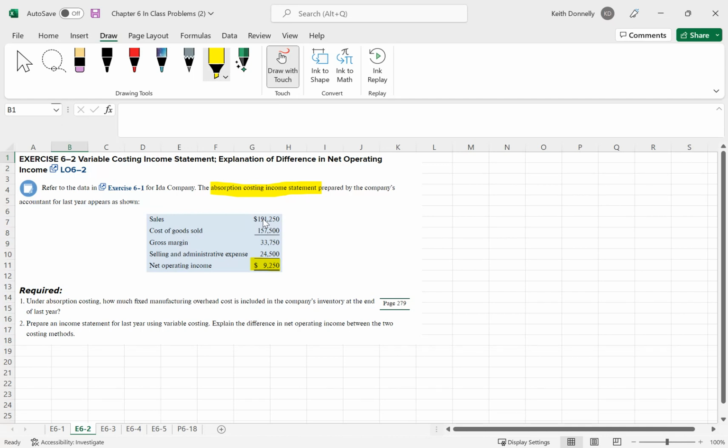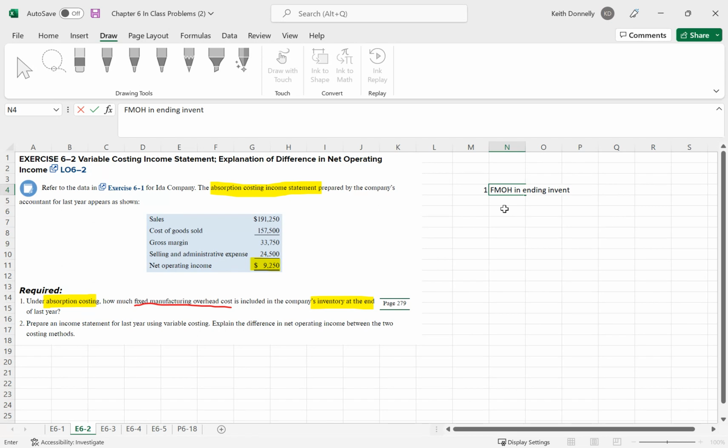In any event, first thing they're saying here is if we were using absorption costing, how much of the fixed manufacturing overhead is going to be in the company's ending inventory? So they want how much of this right here is going to be in the company's ending inventory. For 1, that's what they're asking us to do here.